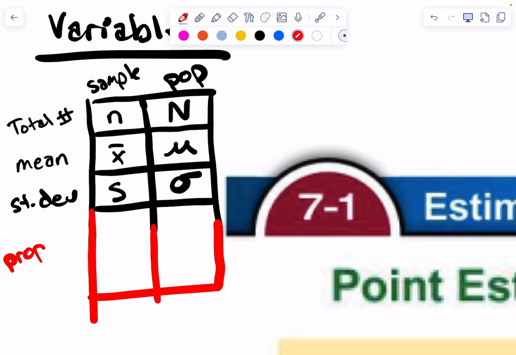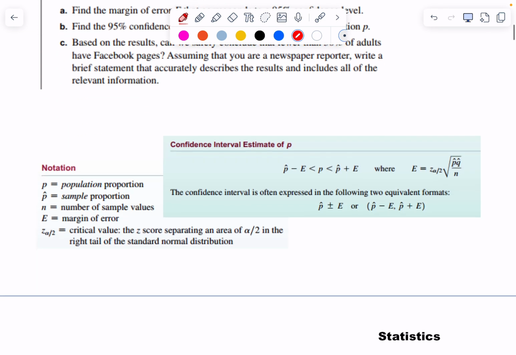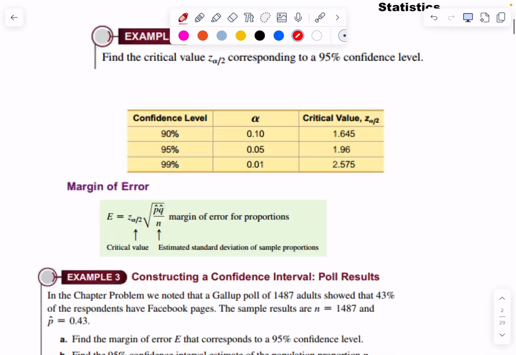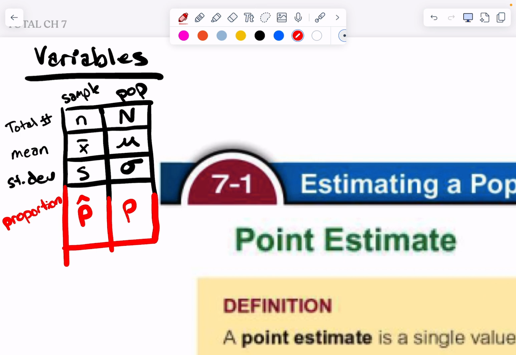We have proportion. What does proportion mean? This in comparison to this, like the proportion of people that are blue-eyed, which we're going to talk about in a second. That would be like a percentage. So we have p for the population, and p hat for the sample. He has a little triangle hat on him. He is called p hat. We literally call him p hat. So p and p hat. There's a little bit of a difference between the two. So there are the variables we have going on. Remember those.